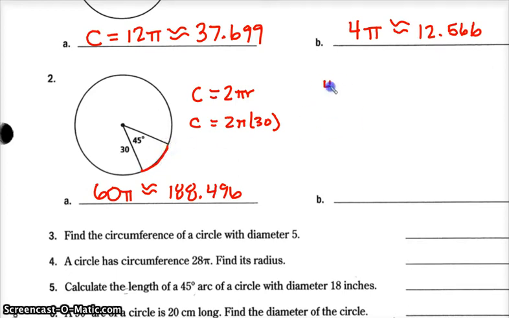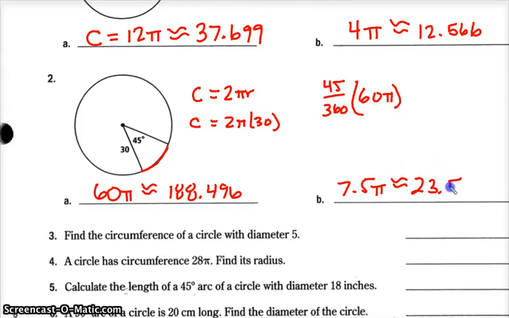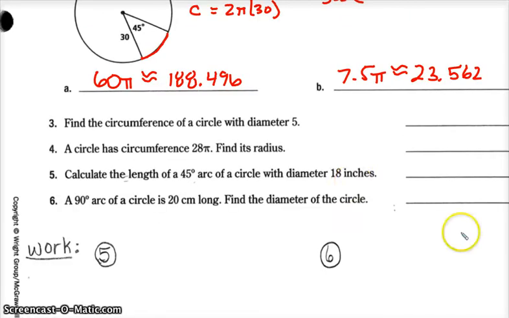All right, to find the arc length, the measure of this arc right here, I'm going to do 45 divided by 360, and I'll multiply that by the circumference, 60 pi. This gives me a grand total of 7.5 pi. The decimal approximation, 23.562.